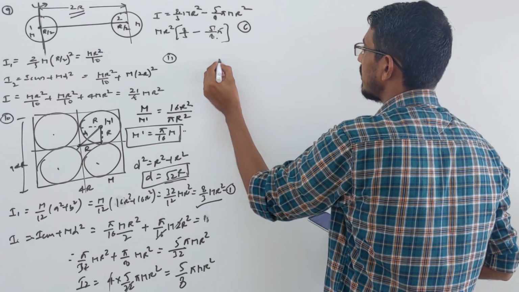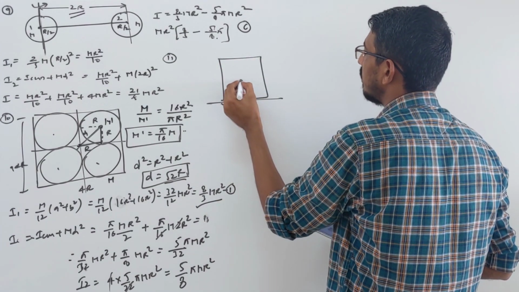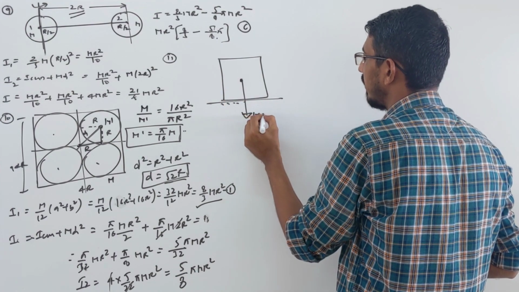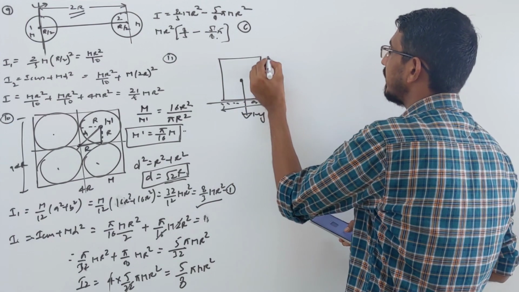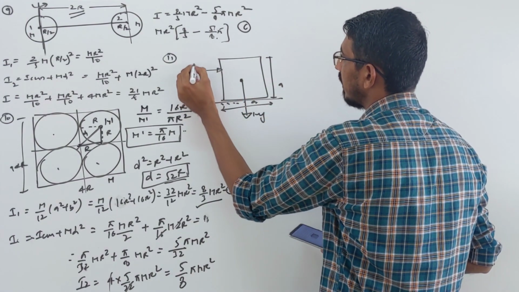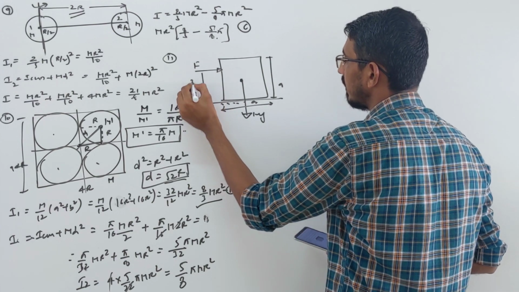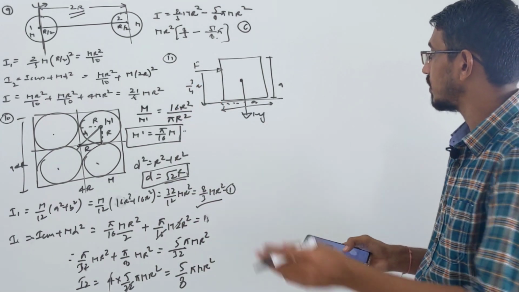So they said a cube is given. This is a cube placed on a rough surface. What forces are acting? mg will act through the middle point. Side of this is given as A, and height is also A since it's a cube. Then we are applying a force at this point, and the height at which we are applying is given as 3 by 4 of A. So they are asking what is the force required to tilt it?